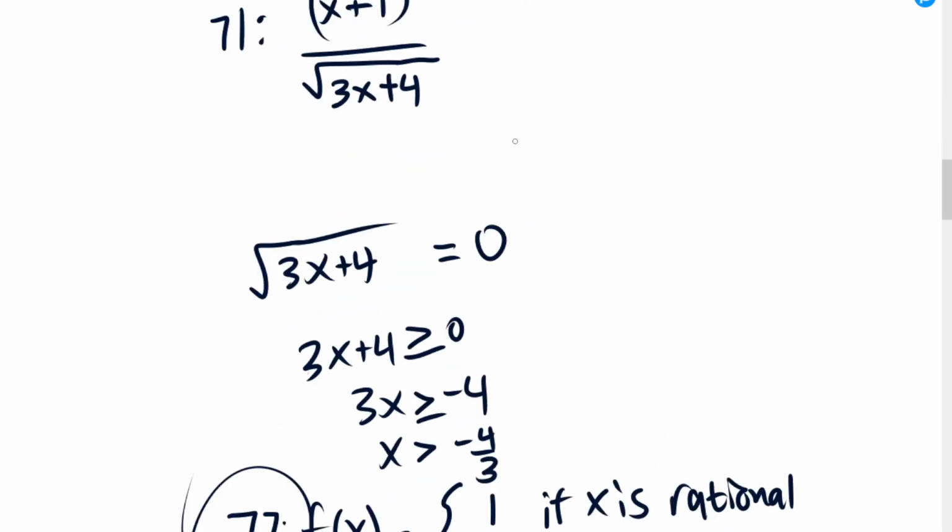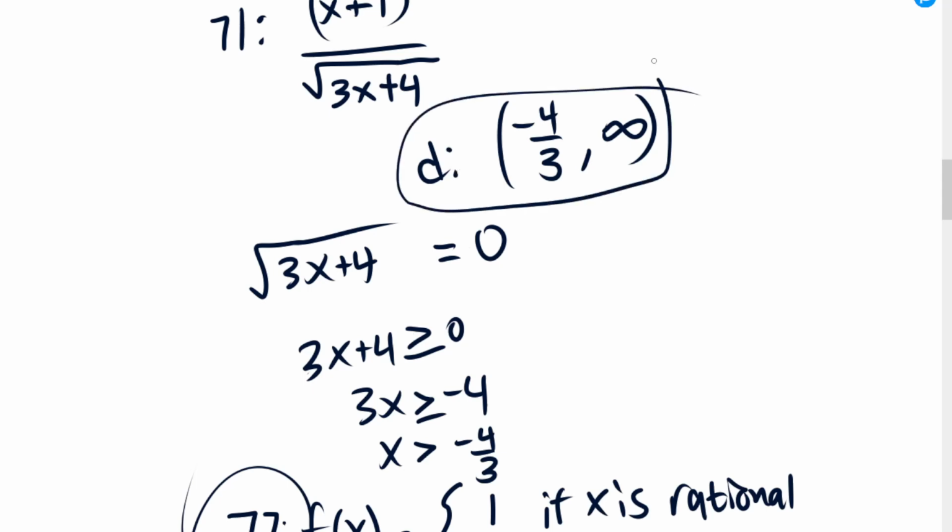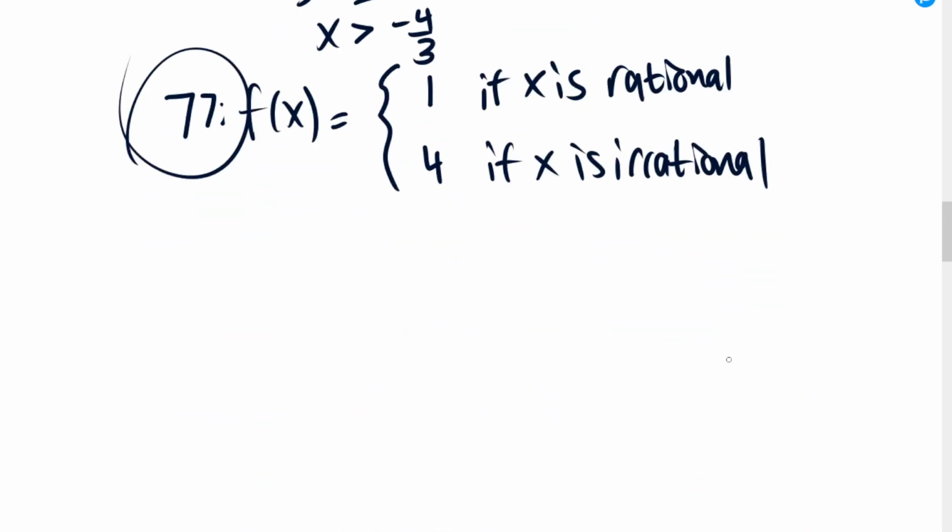So our smallest value is going to be negative 4/3, and our largest value is going to be positive infinity for our domain. And both are not included. If it was not on the denominator, then this would be included, like if it was just f of x equals 3x plus 4. But since it's on the denominator, it has to be not included since it turns into 0.